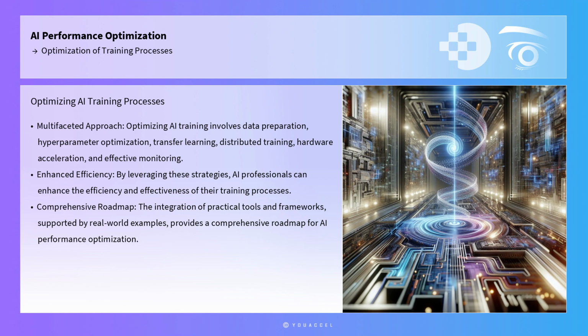In summary, optimizing AI training processes involves a multifaceted approach that includes data preparation, hyperparameter optimization, transfer learning, distributed training, hardware acceleration, and effective monitoring. By leveraging these strategies, AI professionals can enhance the efficiency and effectiveness of their training processes, leading to improved model performance and reduced resource consumption.